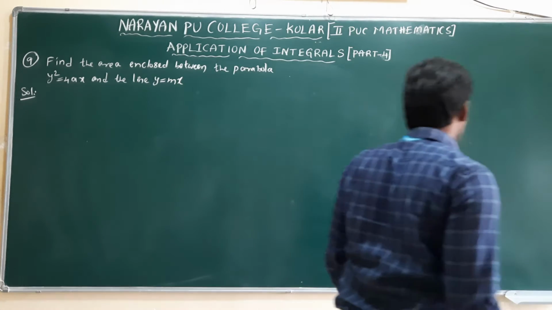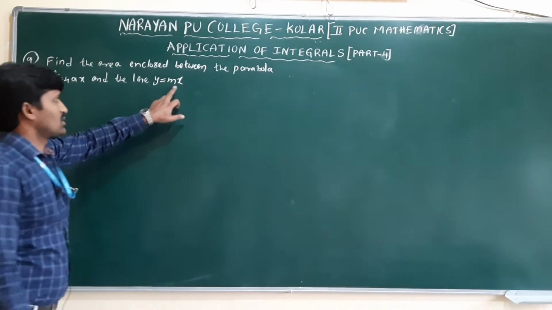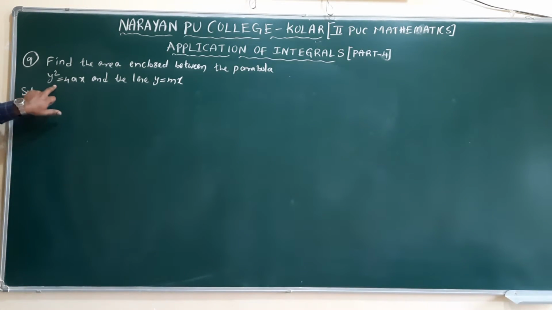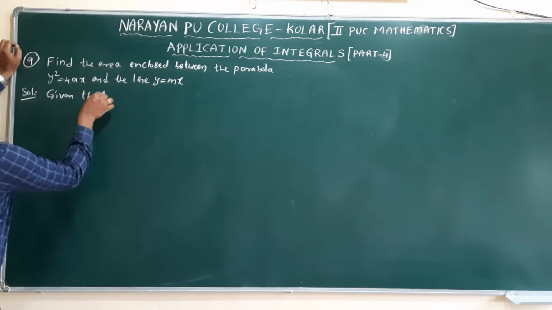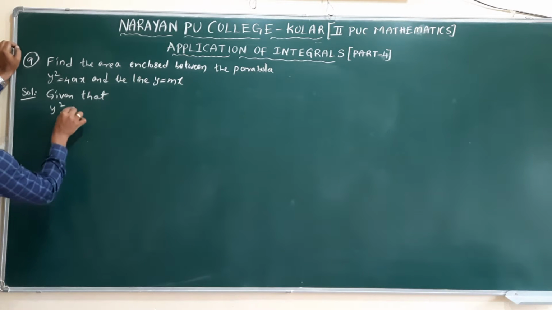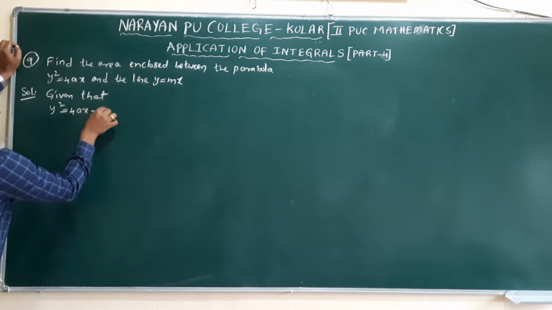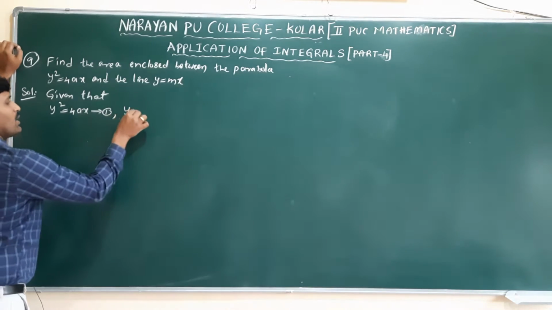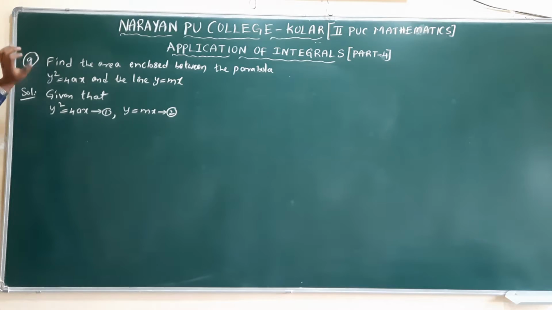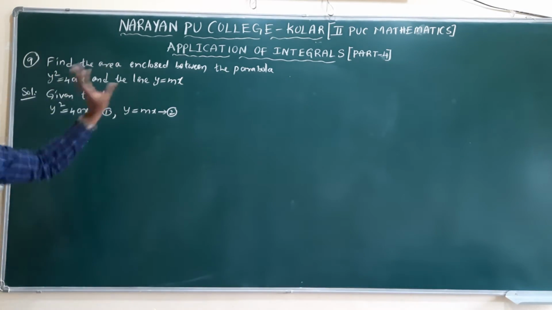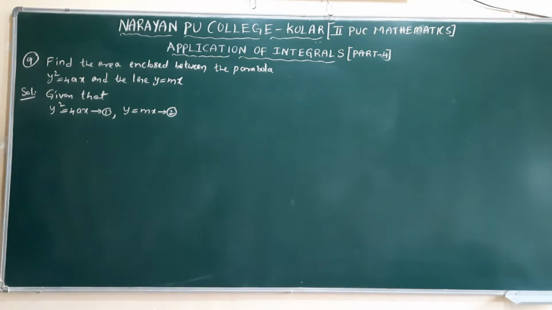One is a parabola, one is a line passing through origin. This is the standard form of parabola towards the positive x-axis. Given that y square equal to 4ax, take it as equation number 1, and y is equal to mx, this is equation number 2. This parabola and line will intersect somewhere. That point of intersection we need to find here.